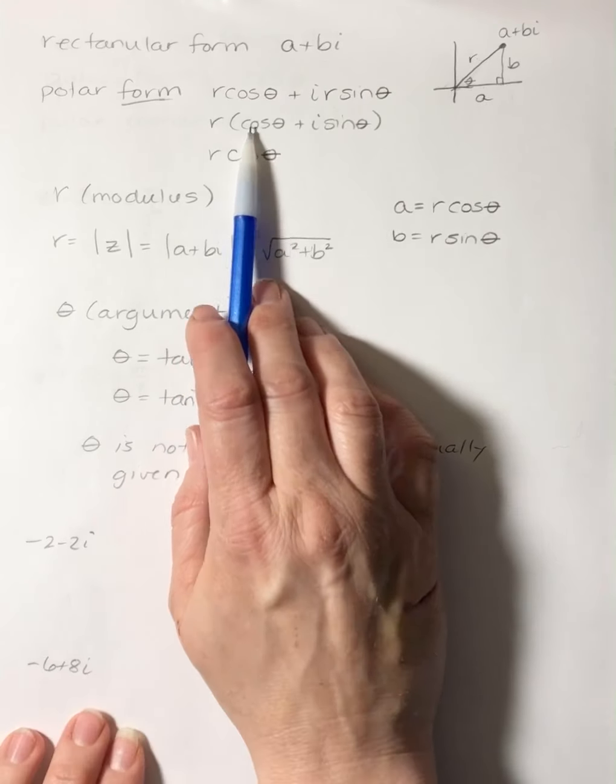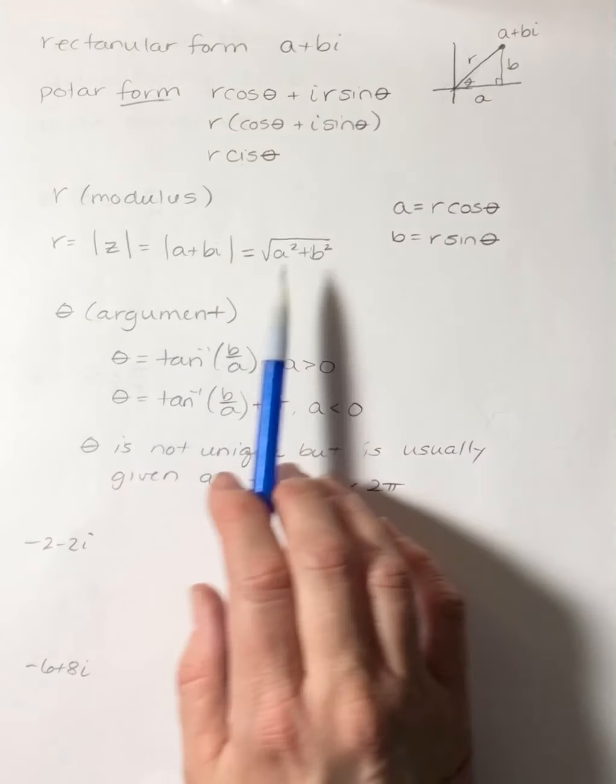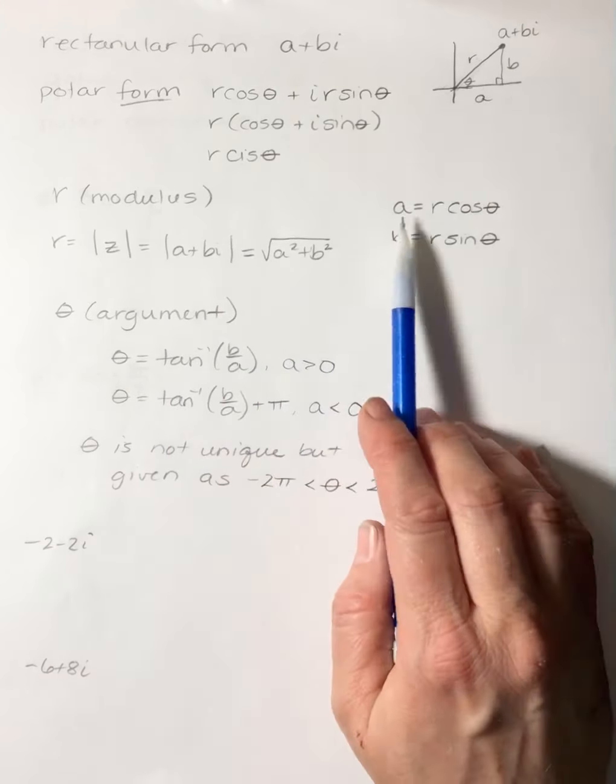Okay? So again, r is called our modulus, and it's the absolute value of that complex number, or the square root of a squared plus b squared. a is equal to r cosine of theta, and b is equal to r sine of theta. Theta is called the argument. We've used that word before.